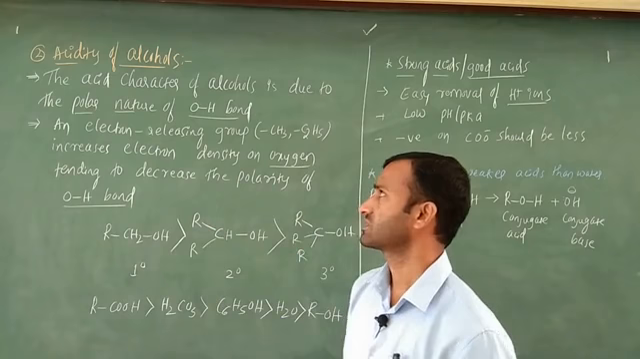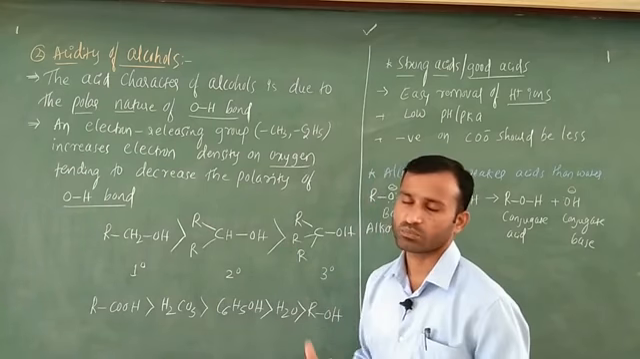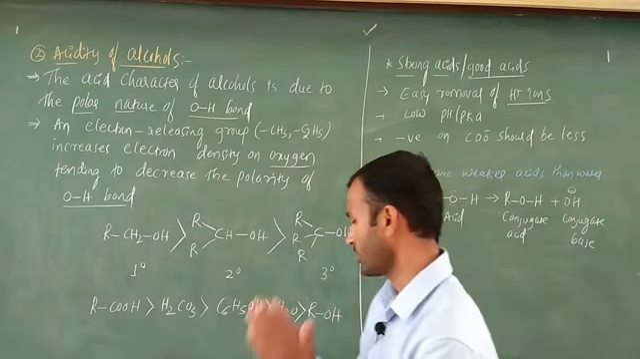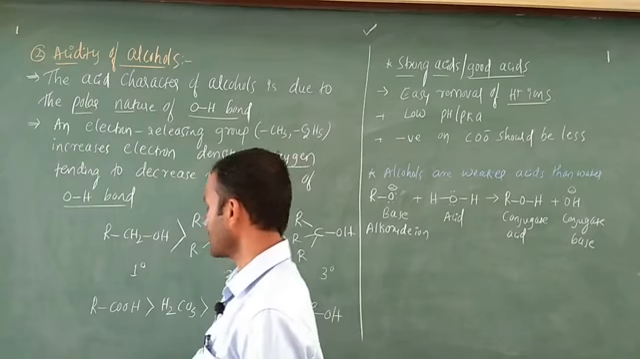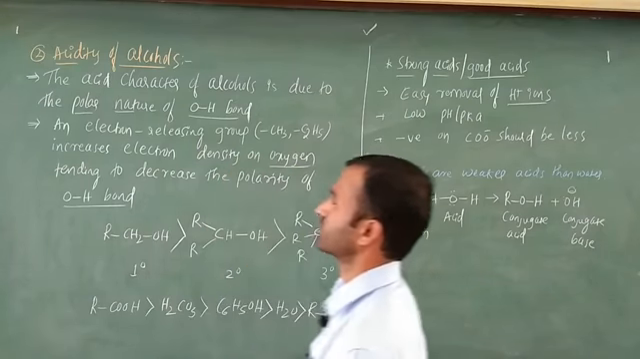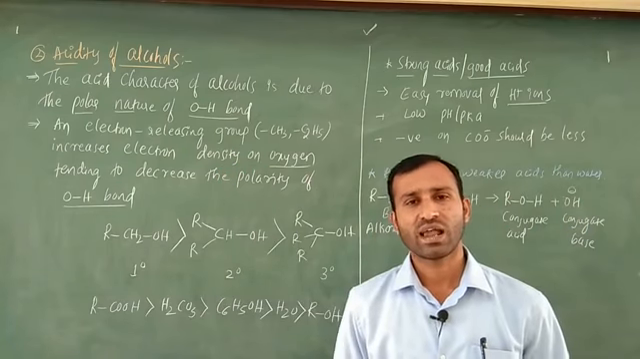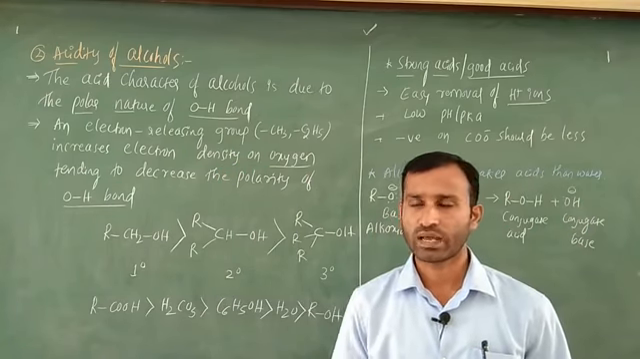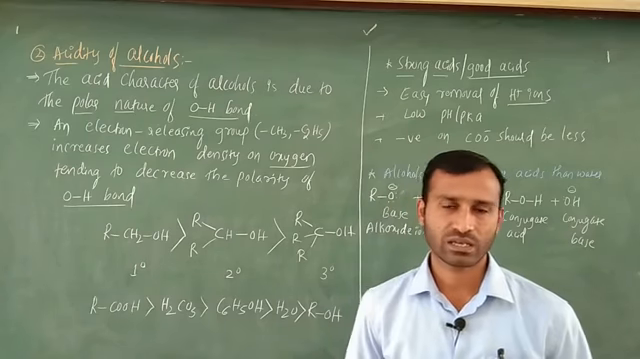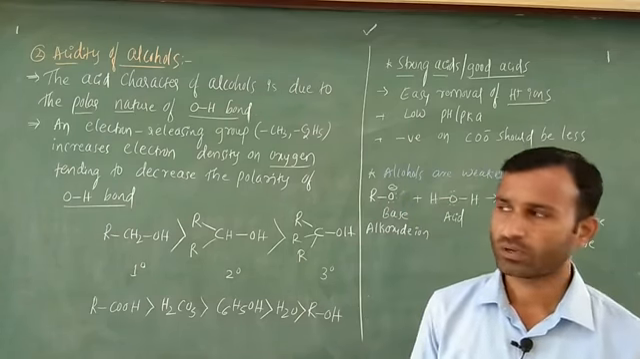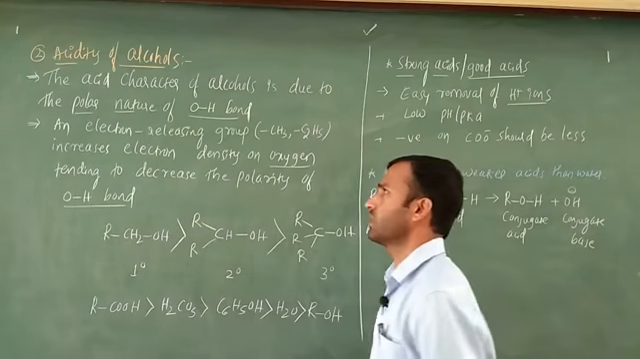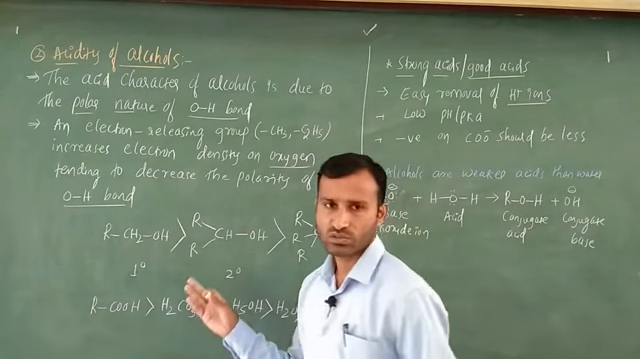Next, in acidity of alcohol, first we must know that alcohol is an acid; that point is clear. The important point is how we are going to find out which is more acidic and which is less acidic. I will tell you a very simple trick; you have to follow that trick and definitely you will solve the problems. In entrance exams they are going to ask this question 100%.